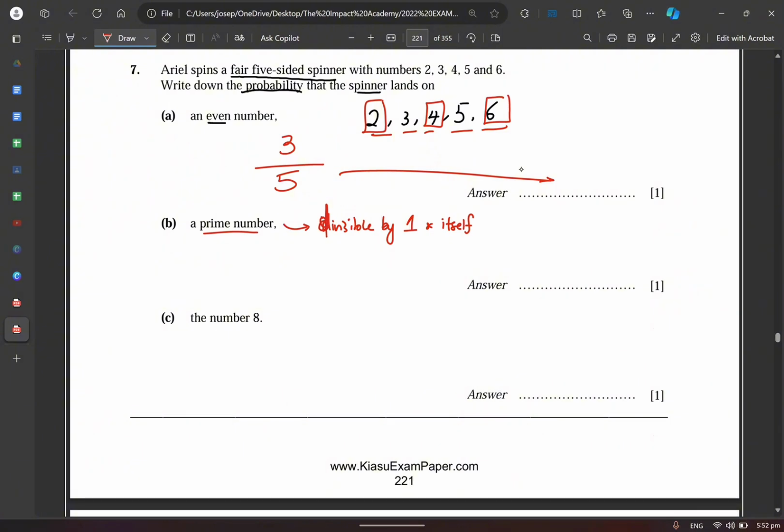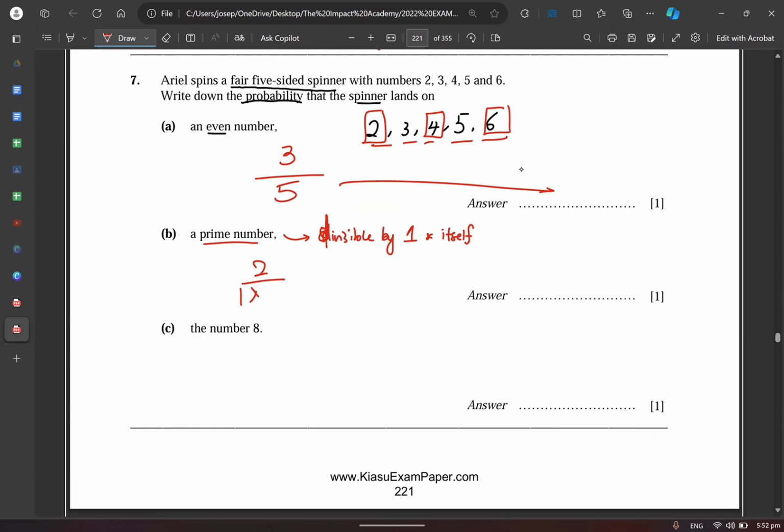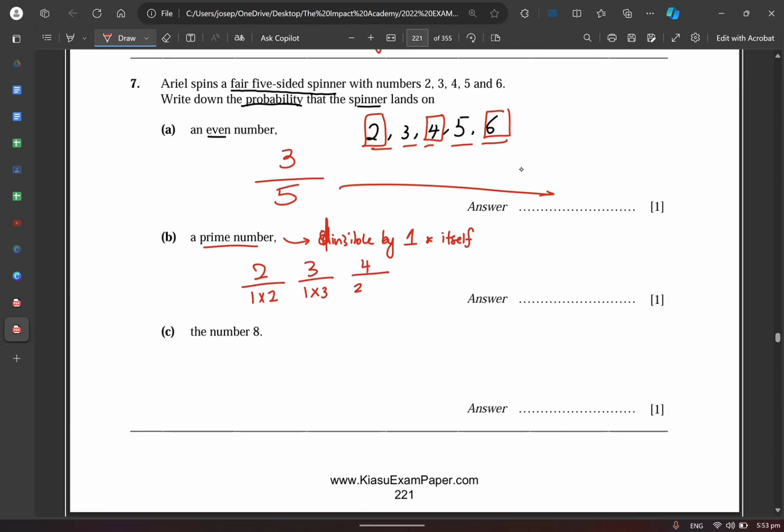All you need to do is ask yourself, can 2 or not? Can. Why? Because 2 is 1 times 2. And what else? 3? Very good. 4 cannot. A prime number means I can only see 2 factors. 4 cannot, because you see how many factors there are in 4. 5 can, because 5 is 1 times 5. 6 cannot. You get what I'm saying? So I have 2, 3, and 5 correct. That's the reason why your second answer will still be 3 over 5. Finally, C says the probability that the spinner lands on number 8. You don't even have 8.